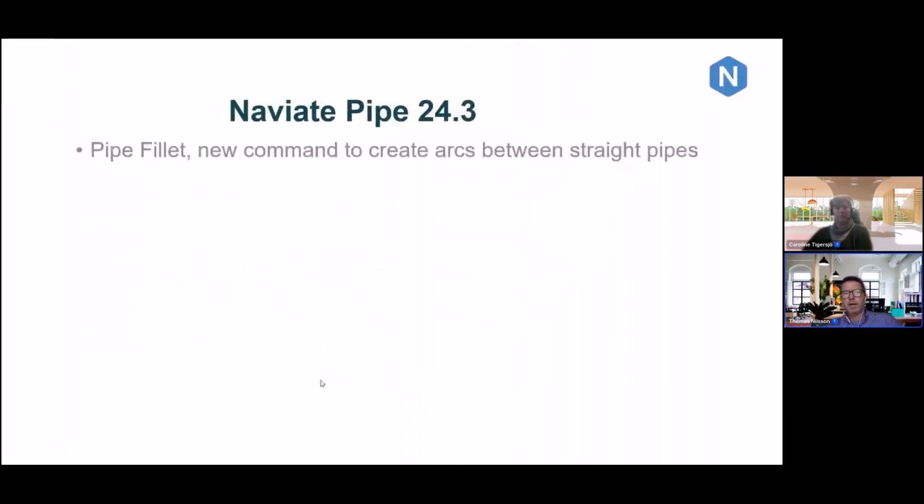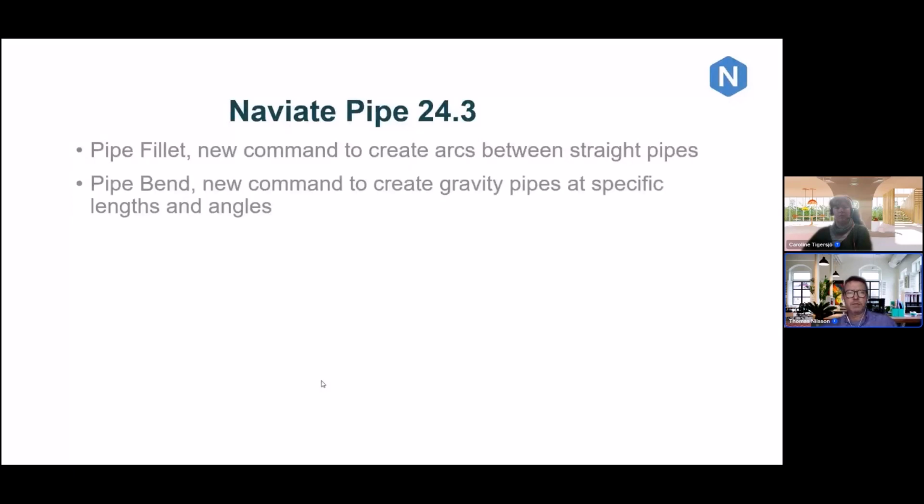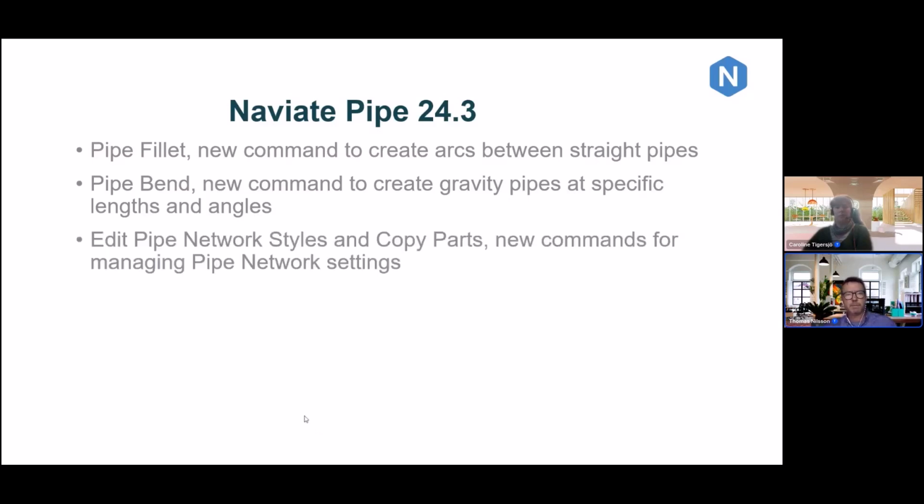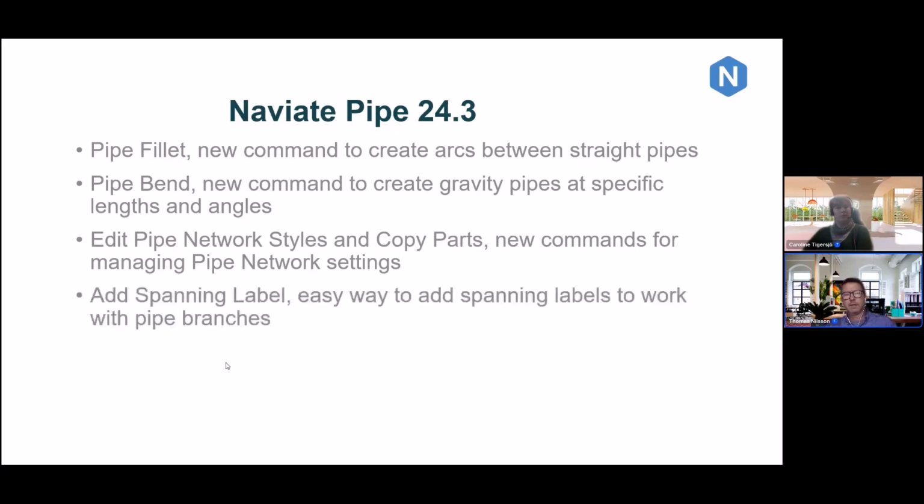In pipe, we have a new command called pipe fillet to create arced pipes between straight pipes. I think maybe you've seen this pipe bend command previously. It's been reworked. We can create gravity pipes at specific lengths and angles. We're kind of simulating the workflow that pressure pipes has. Edit pipe network styles and copy parts are two new commands for managing pipe network settings. So this is going to help you create your styles and parts lists.